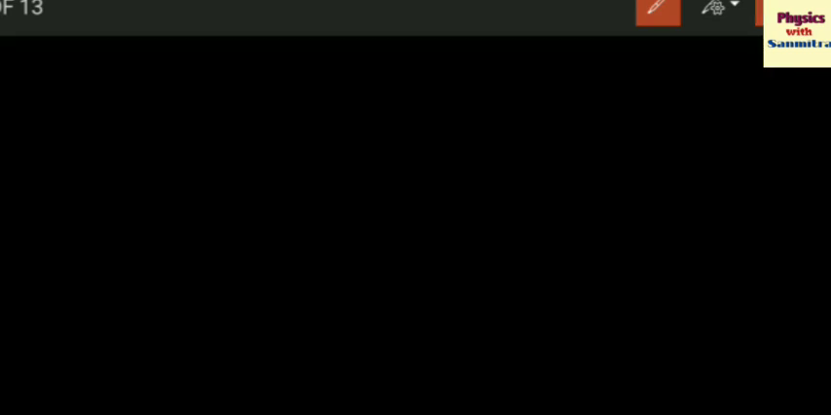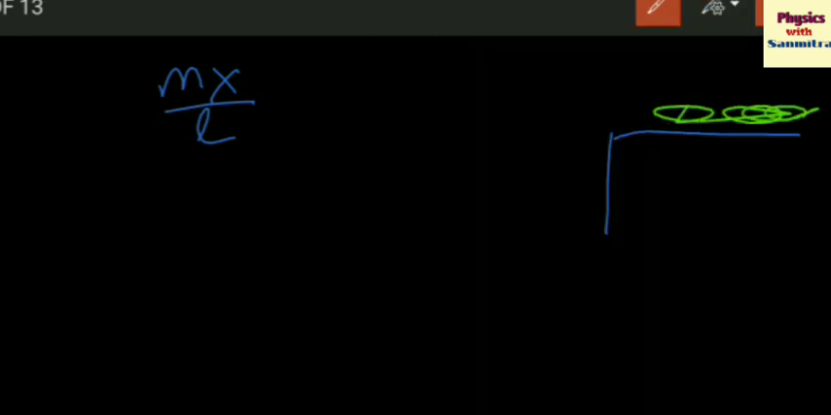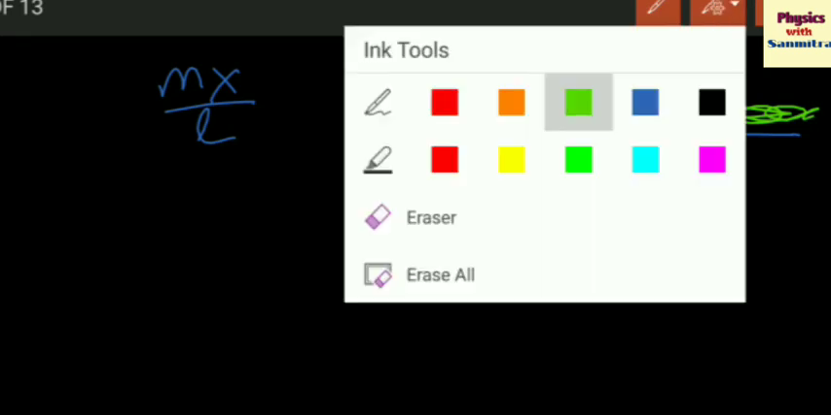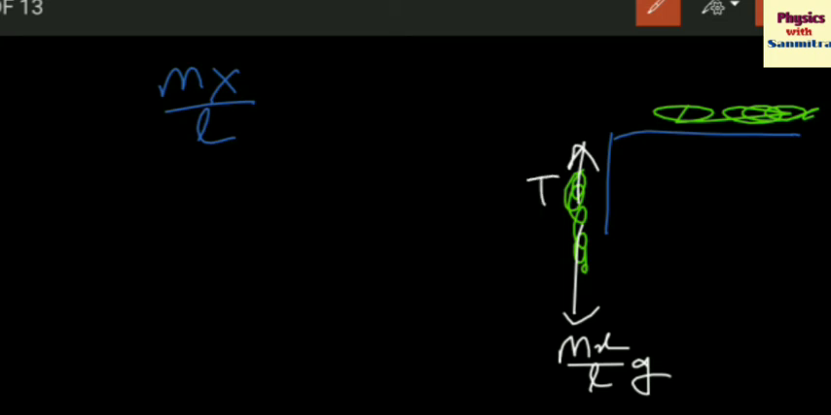Now the mass of the hanging portion is M into X by L, and let's draw the free body diagram of the chain. This is the mass of the chain that is on the table, and this is the chain that is hanging. I have separated them mentally. Here M into X by L into G acts downwards, and a tension will act upwards. This tension will act like this, and friction force will prevent it from slipping.